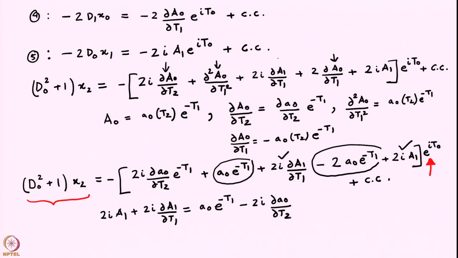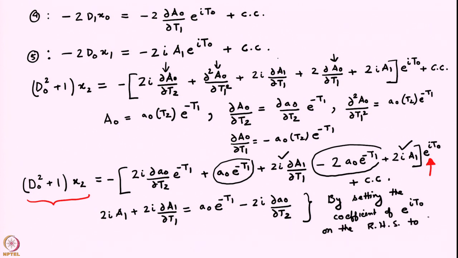Please remember, what are we trying to do here? We have obtained this equation by setting the coefficient of e to the power i T0 on the right hand side to 0. So this minus that is not relevant for our calculation. We do not have to worry about it because I am taking the entire square bracket and setting it equal to 0. So even if I had a minus, it does not matter because I am going to set it equal to 0. So I took the entire square bracket without the minus, set it equal to 0.